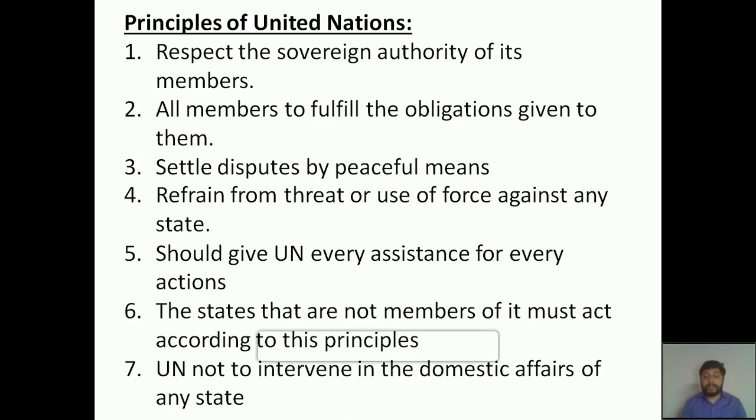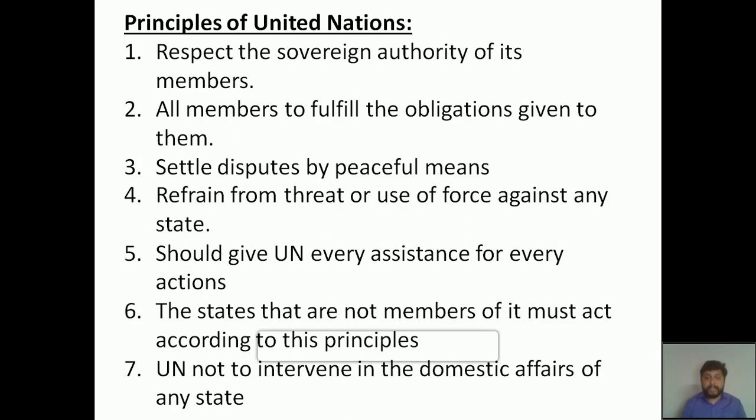So dear students, I hope that the first part of this chapter is clear to you. Just go through the points once again and try to understand all the points, and it will help you to understand the rest of the parts of this chapter very well.